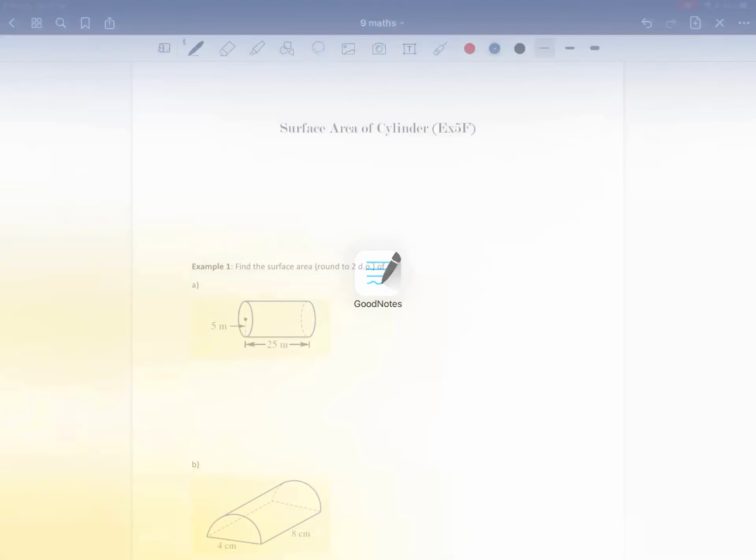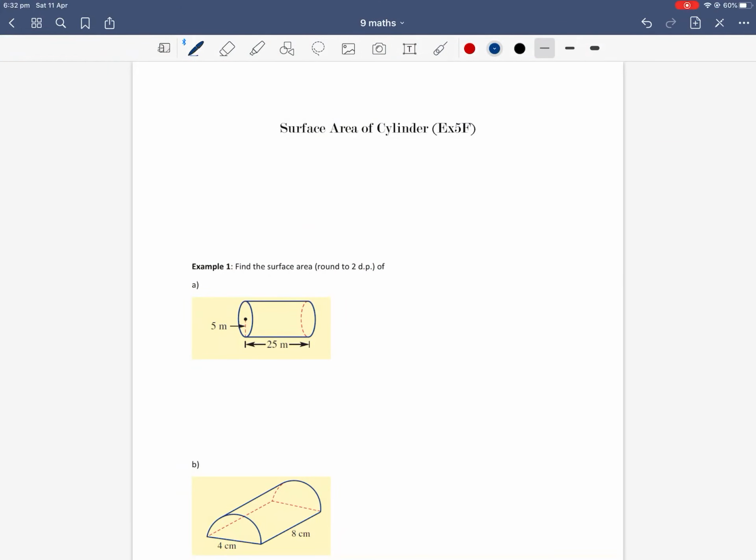So let's draw this out in our notes. As best as you can, draw a circle representing the top. And then you have two sides representing the curved surface. Make sure you use a straight edge, a ruler, to draw your straight lines.